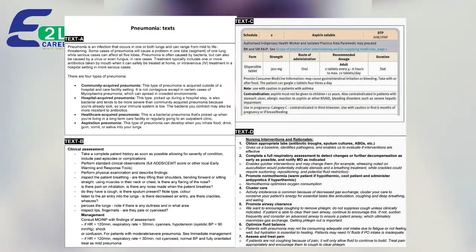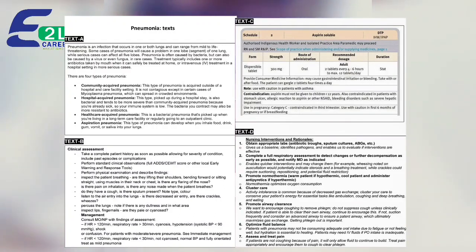In clinical assessment they have told you about patient history, performing standard clinical observation and physical examination, along with describing findings, and percussing the lungs to check for any dullness in a particular part, or seeing any pallor and cyanosis in the fingers and lips. In management they said to consult the MO and NP, and then watch if the patient has any changes in their vital parameters. Well, now we'll move on to text C.